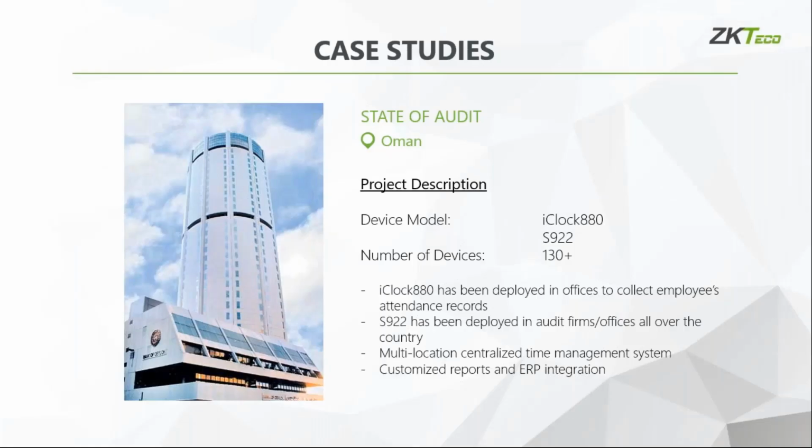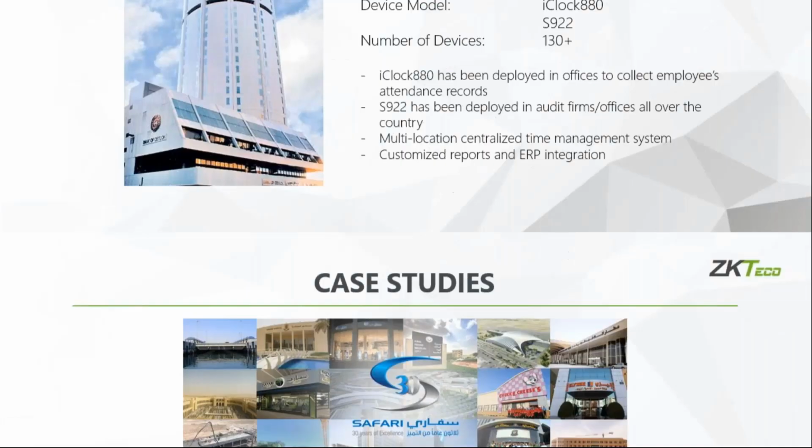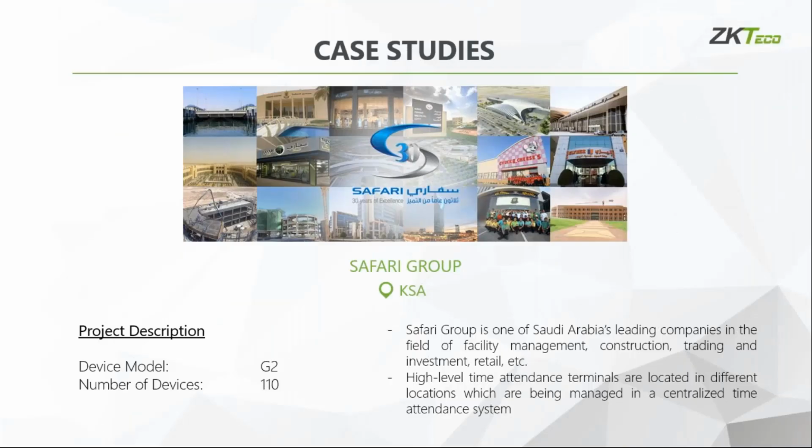And State Audit, Oman. Here they are using two types of machines, mobile type and feature type, and they are handling the employee payroll of all the employees in the central head office. And Safari Group is using the G2 model with more than 100 pieces. They are also doing real-time attendance integration as a centralized system.